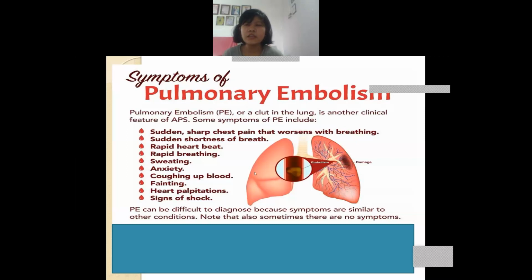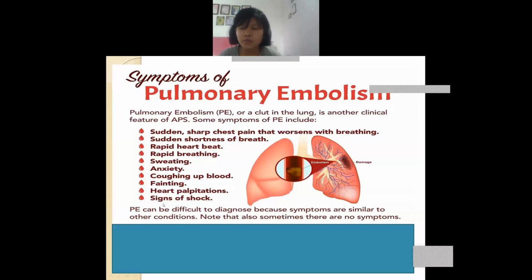Obviously there are so many things going on inside him or her, so the person will be very tired. So ultimately the person might faint. The person will feel unconscious and sometimes the person might faint also. Next is heart palpitations, means the heart will beat very fast, same thing. And next is signs of shock.